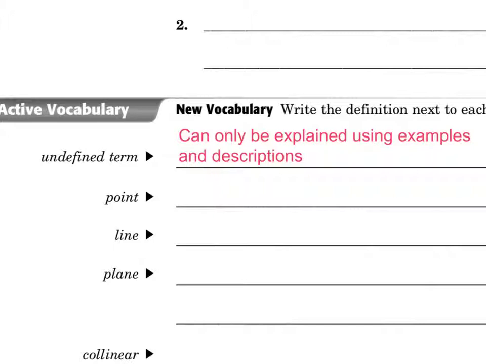Next thing, we're going to start small. Point. That is a location that has neither shape nor size. So a point is just a location. It is not a dot. A dot actually has a size to it. It's just a location.